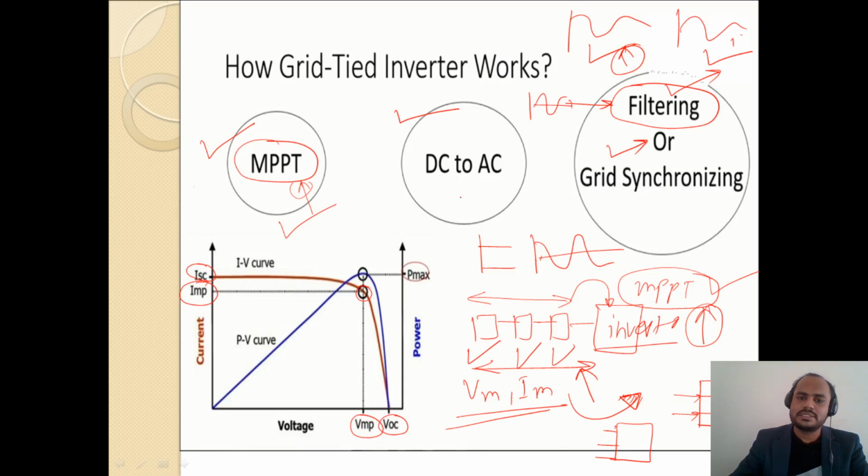So basically, instead of working only like a DC to AC conversion, the inverter has smart functioning for the MPPT controlling, that is maximum power point tracking, and also the filtering of the signal and the phase matching with the grid, the grid synchronizing process with the grid that is connecting to the particular string inverter.